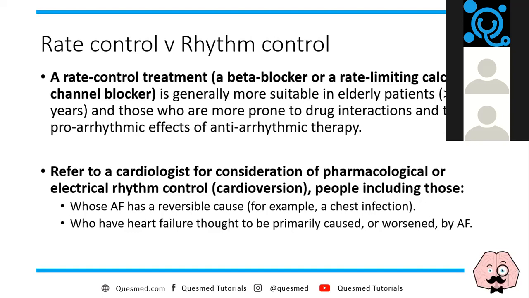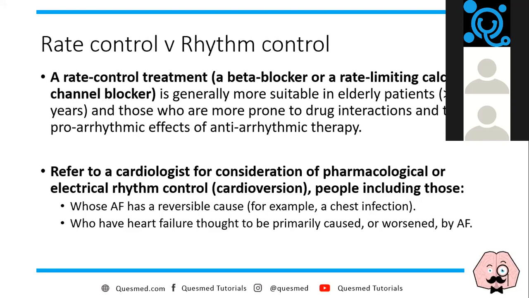Whereas now the approach for the last 20 years or so is actually to use a rate control strategy. And that's what NICE advocate. So they say we should be using a rate control strategy, except in a number of specific situations, such as if a patient has coexistent heart failure, if it's the first episode of AF, or if there's an obvious reversible cause, such as infection or dehydration.